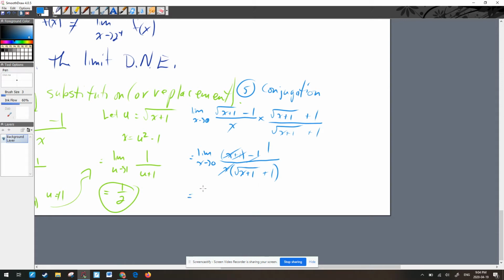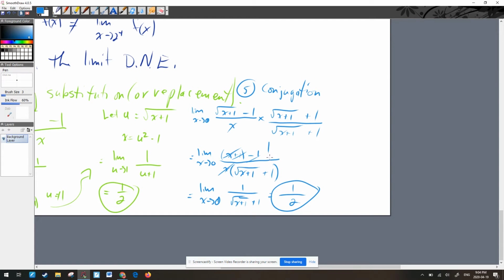So this simplifies to be the limit as x tends to 0 of, what are we going to have here? We're going to have 1 over the root of x plus 1, plus 1. And now there's nothing stopping me from substituting that 0 in. So we're going to have 1 over the root of 0 plus 1 is 1. The root of 1 is 1. 1 plus 1 is 2. And there it is, as a half. So that's kind of a summary of all of the different ways that we can evaluate limits.